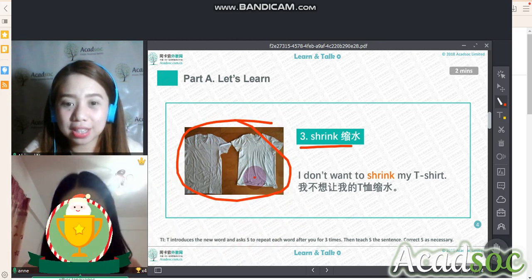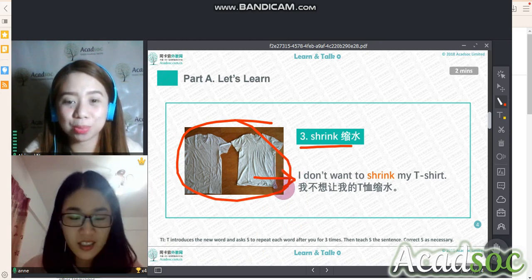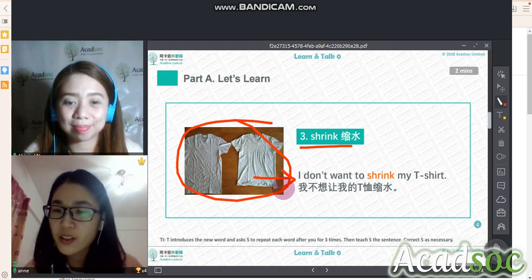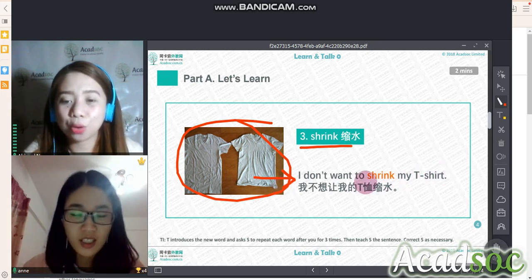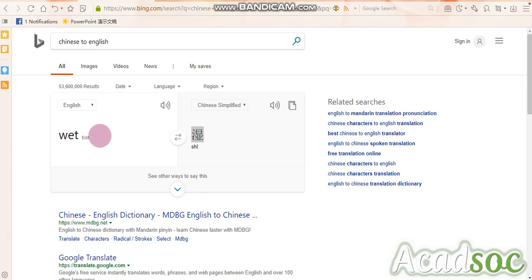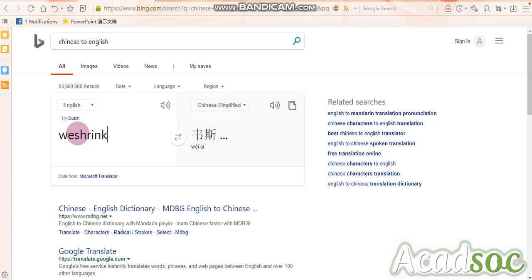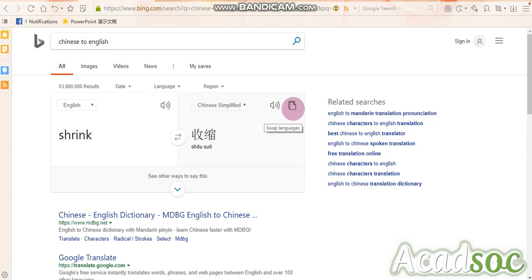Okay. Look at the sentence here. Can you read? I don't want to shrink my t-shirt. Oh, this one, be careful. It's shrink. Shrink. Okay. Do you know what's the meaning of this word? Shrink.